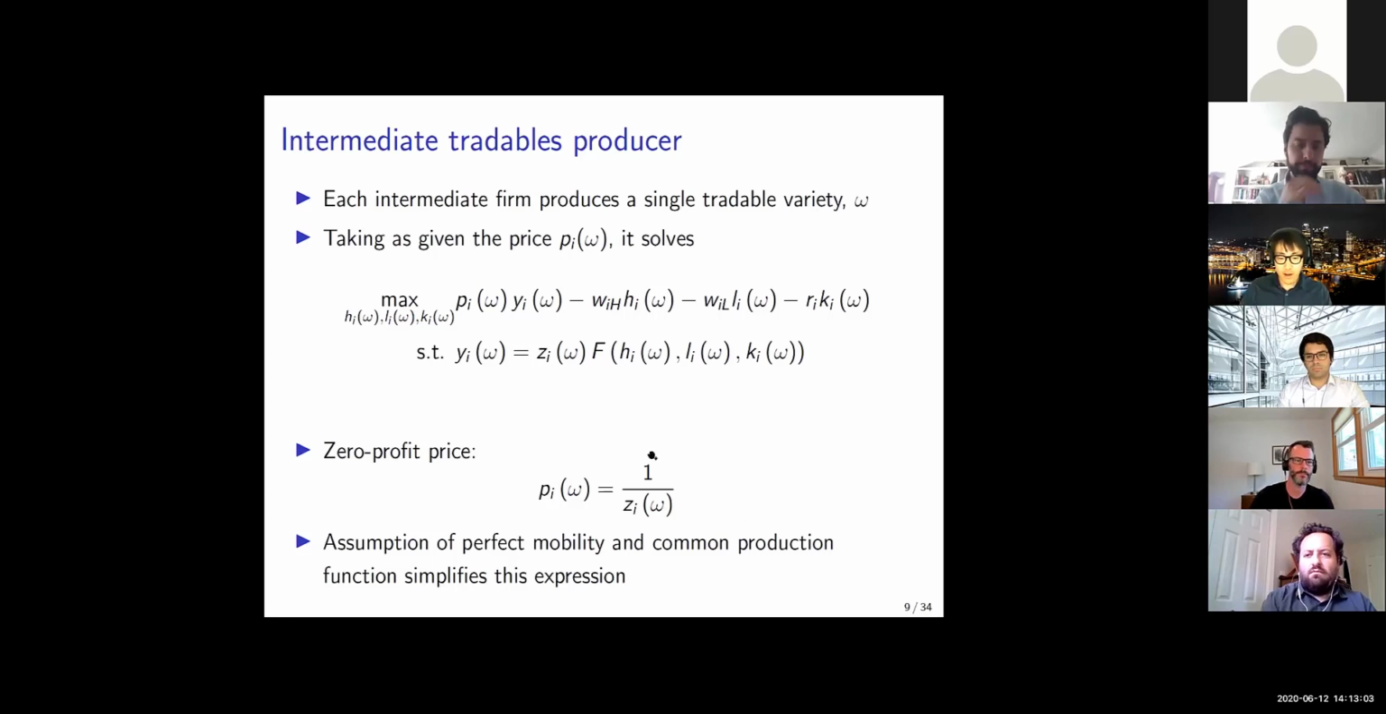Otherwise, in this expression, you would have seen all these factor prices, but because they face the same set of factor prices as the non-tradable producer, and because they combine these factors in the same way, that's why we're seeing the 1 here instead of a combination of the factor prices.